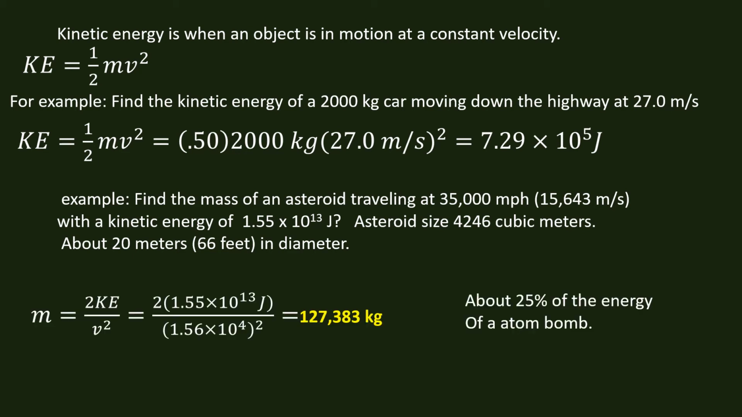So we actually take the kinetic energy equation and we solve for mass, okay, plug in the values, and we come back with the mass of the asteroid, 1,027,383 kilograms. And this works out to about 25% of the energy of an atom bomb, which is quite a bit of energy for something that's only about the size of a small apartment building.